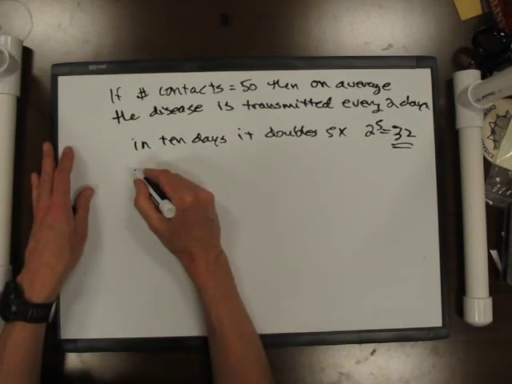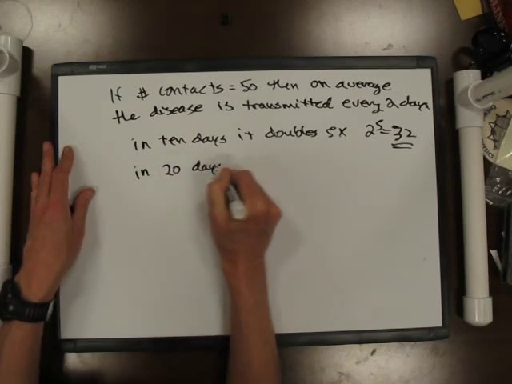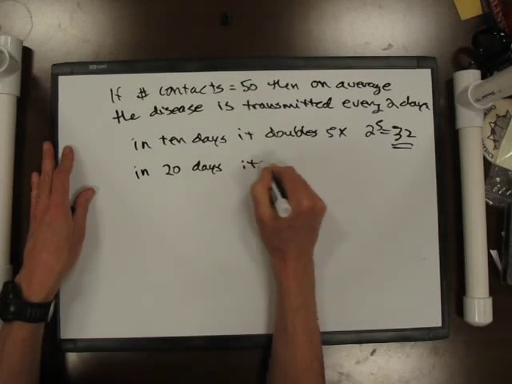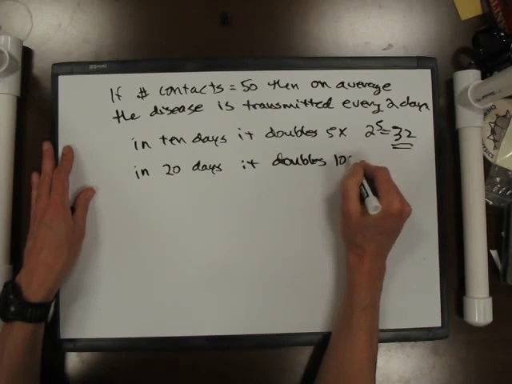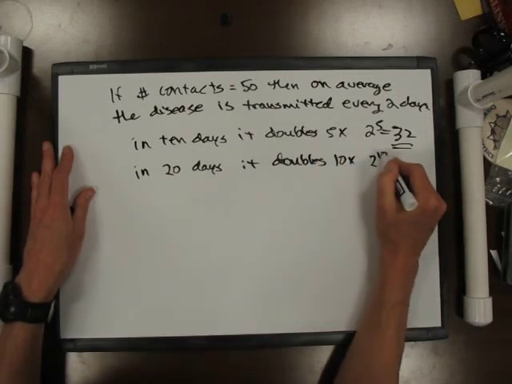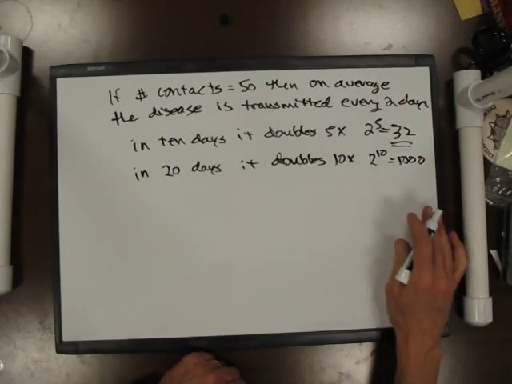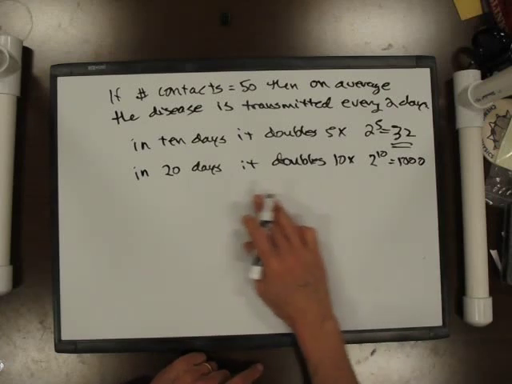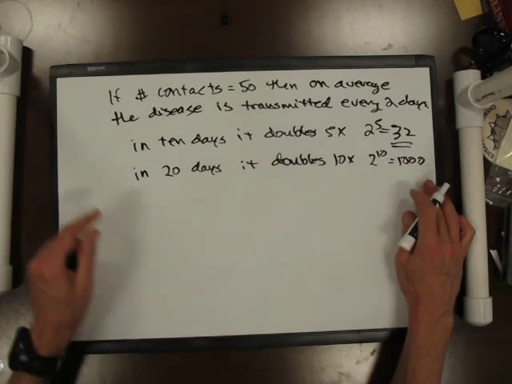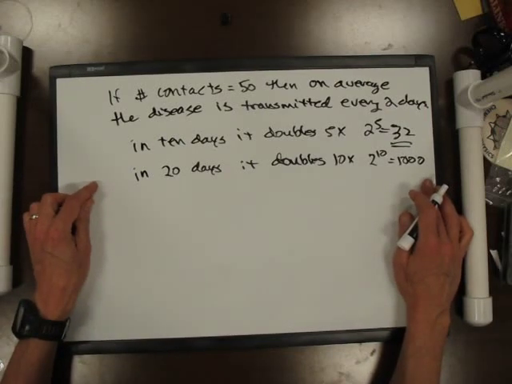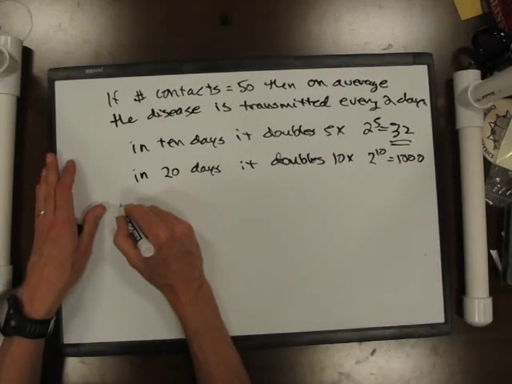And you can see that in 20 days, it doubles 10 times. 2 to the 10th is again equal to 1,024. We'll just call it 1,000, roughly speaking. And so in 20 days, I have 1,000 rather than 1,000,000. And so you can see that self-quarantining is an effective way to reduce it.